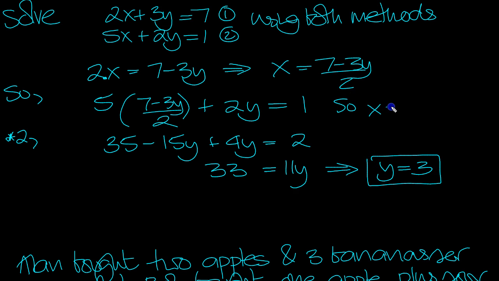So x equals 7 minus 3y. y is 3. 7 minus 9. 3 3's is 9. Over 2. Minus 2 over 2 is minus 1. x equals minus 1. So that was the first method.